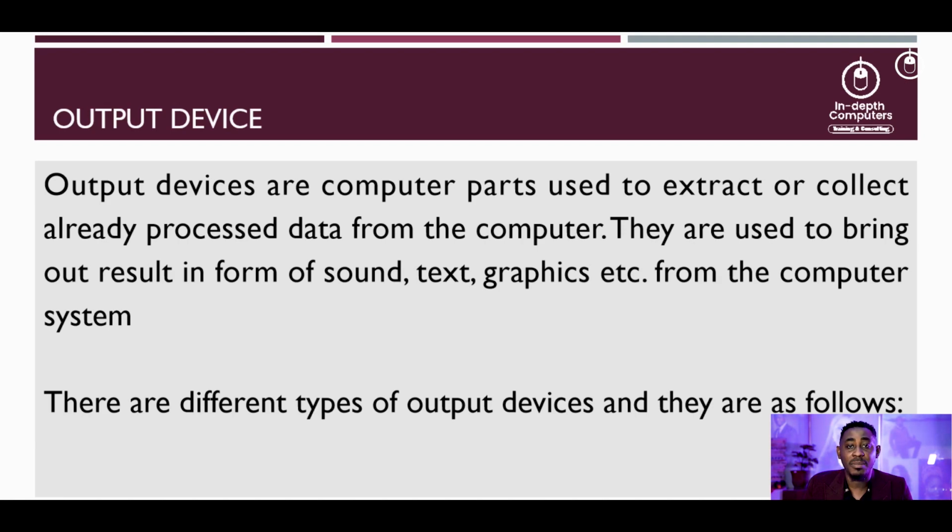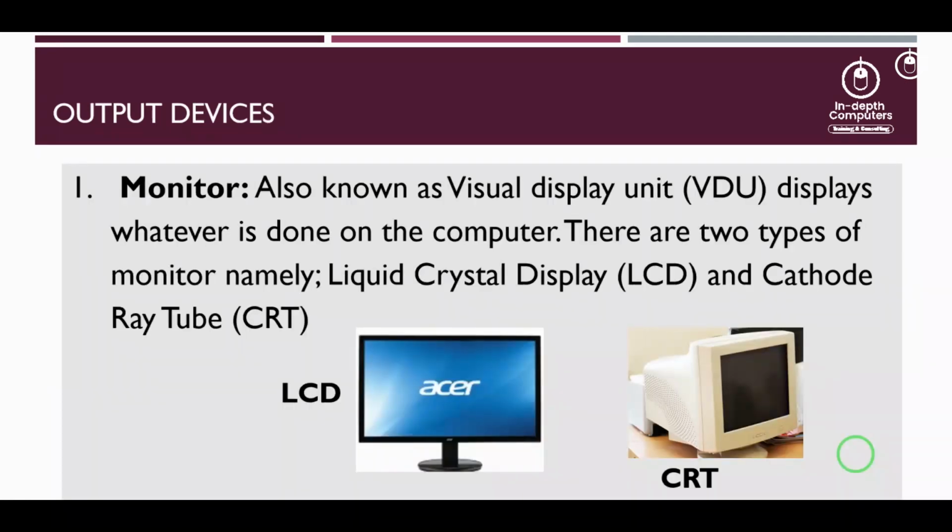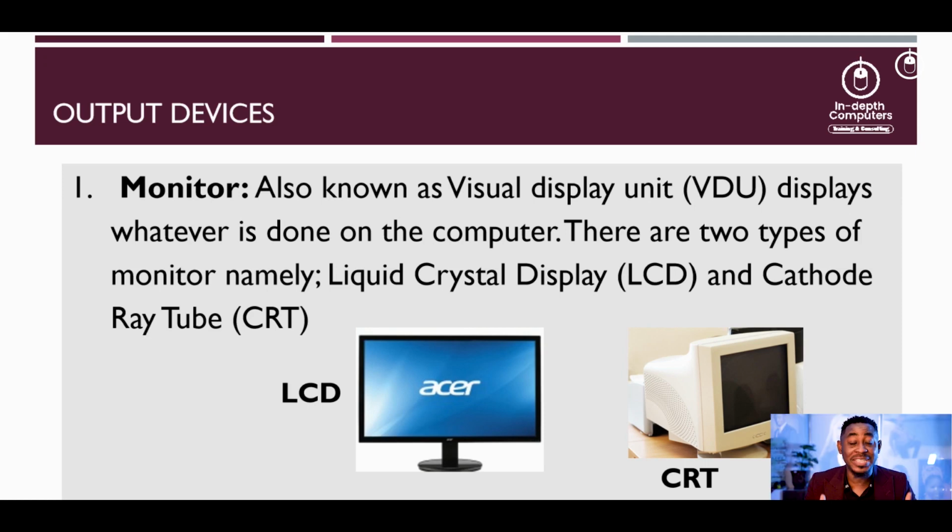Now, let's talk about the output devices. Output devices are computer parts that help us to see all the things we are doing inside the computer system. Some output devices can help us bring out all we are doing in the form of sound. Some can help us display what we are doing. Some can help us bring what we are doing out in the form of paper.